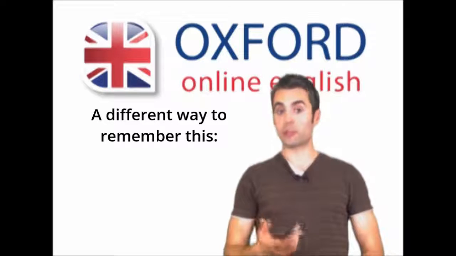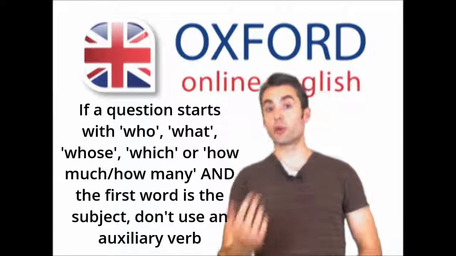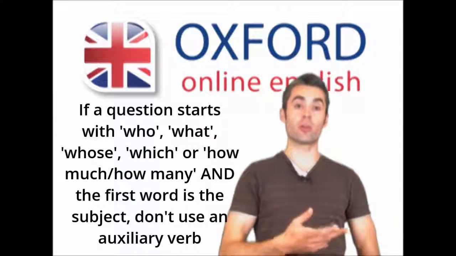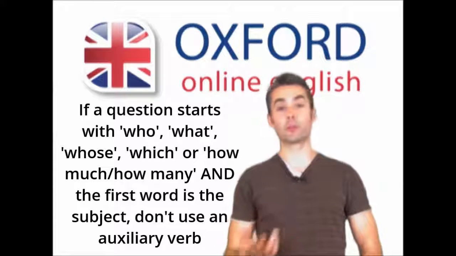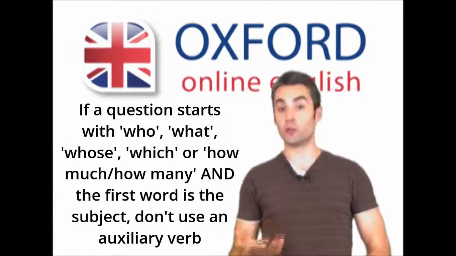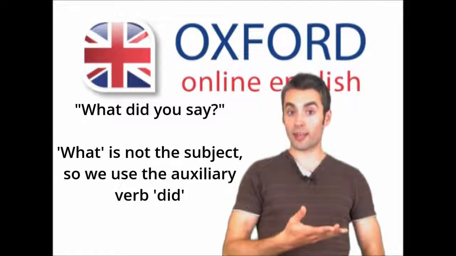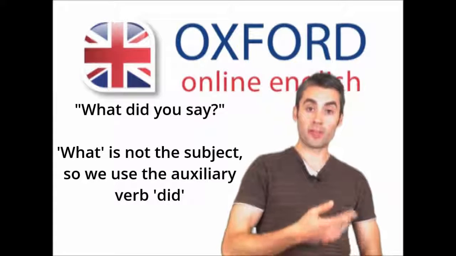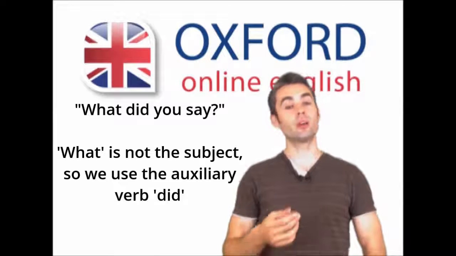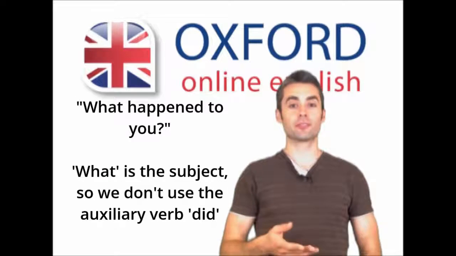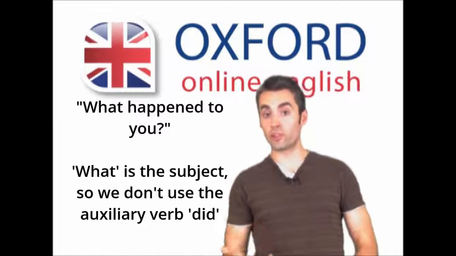Here's another explanation to help you understand this better. If a question starts with who, what, whose, which, or how much, how many, and the first word of the question is also the subject, then don't use an auxiliary verb. For example, what did you say? What is not the subject, so we use the auxiliary did. What happened to you? Well, what is the subject here of the question, so we don't use the auxiliary did.